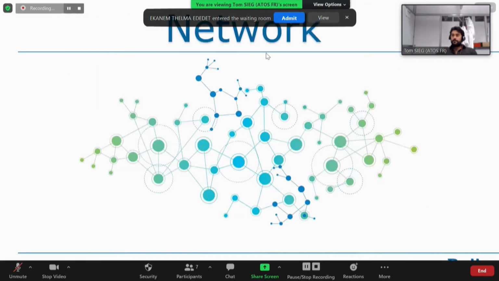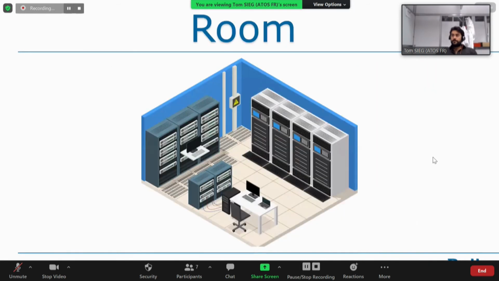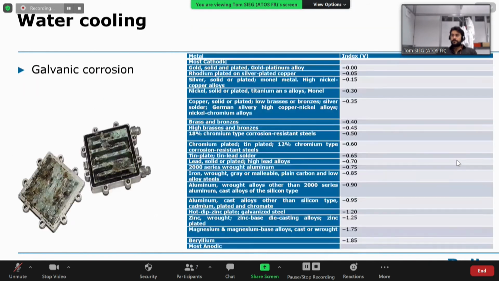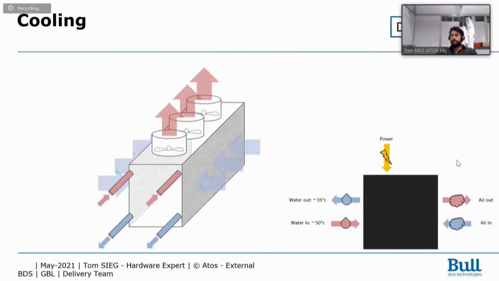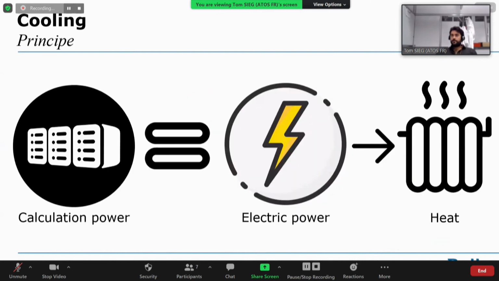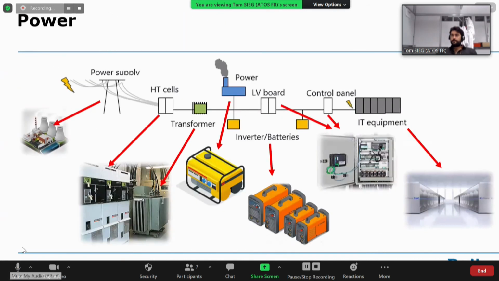That's all for the second part. Do you have any questions on the building data center cooling parts?